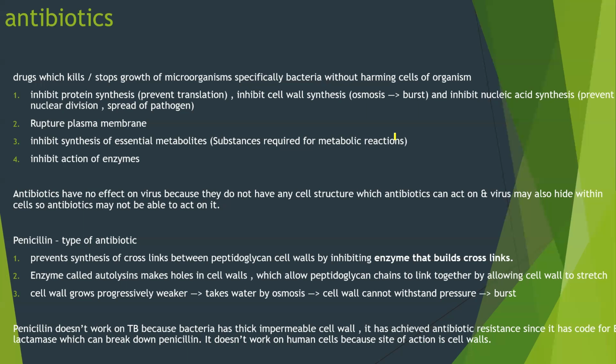Inhibiting cell wall synthesis means that the cell wall will be so weak that when water is taken in, it might not be able to withstand the outward pressure, causing it to burst and killing the pathogen. We can rupture the plasma membrane, so it loses its essential nutrients. It can also inhibit the synthesis of metabolites. Metabolites are substances which are required for metabolic reactions. So if these substances are not made, obviously the metabolic reactions can't take place. And also lastly, they can inhibit the action of enzymes.